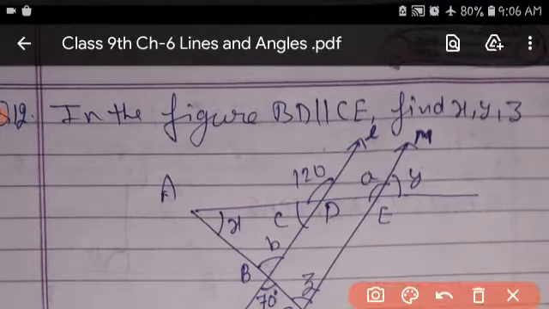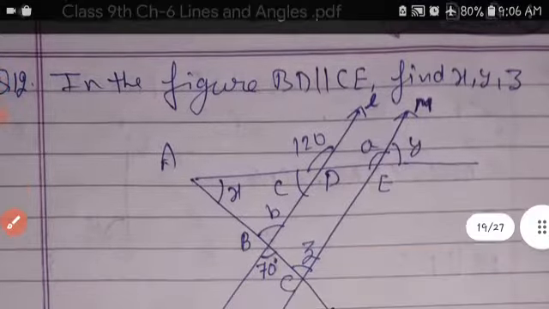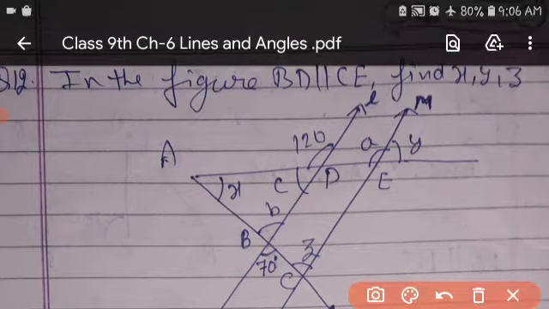Question 12. In the figure, BD is parallel to CE. Find X, Y, Z. Let this angle be C and this angle be equal to A.